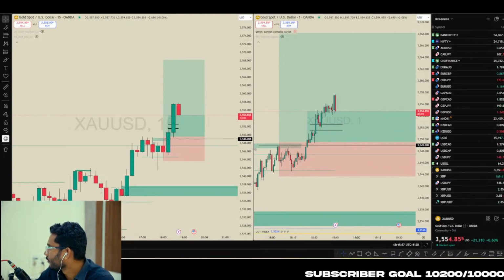What strategy are you using? It's not a strategy, it's a whole concept like smart money, but I'm just trying to trade this breakout.